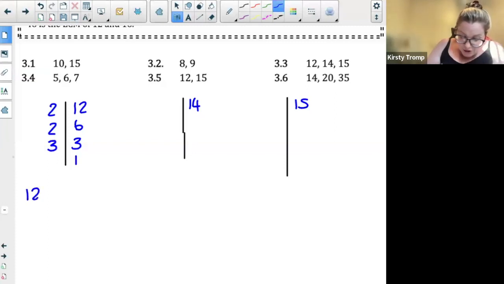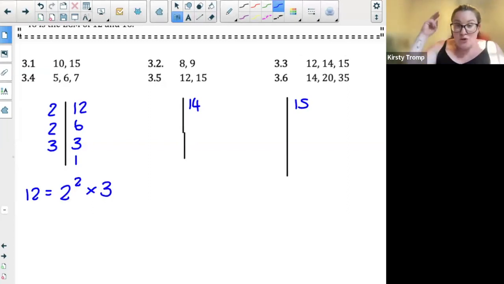So I can say 12 is equal to 2, and I see 2 twice, times 3. Why am I saying to the power of 2? Because I see 2 twice. So 2 to the power of 2 times 3. We're doing it as a product of its prime factors.